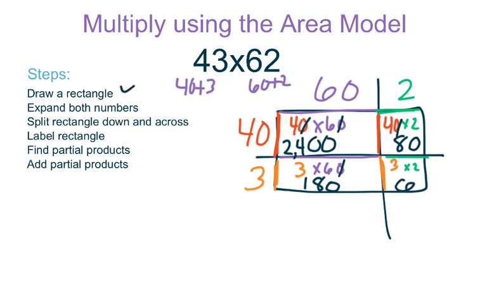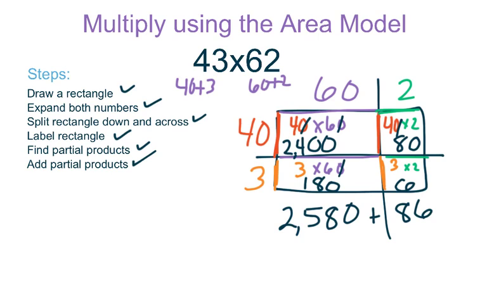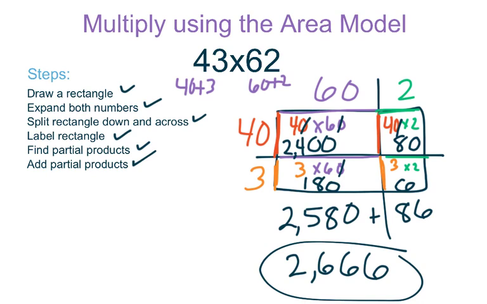Now all I have to do, I've followed all of my steps except for the last one, which is add to find my partial products. So I'm going to add down. I get 2,580 on this side. And then I'm going to add this side of 86. When I add these 2 pieces, I get 2,666 as my final product.